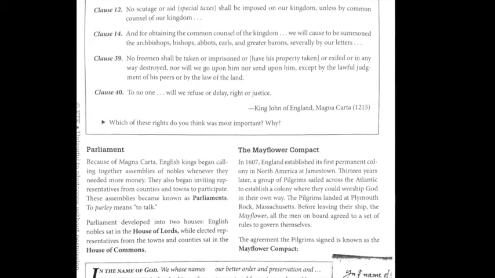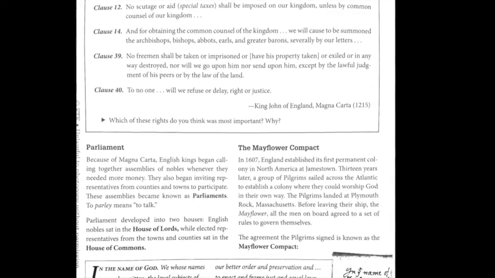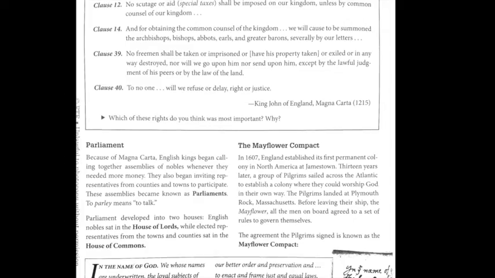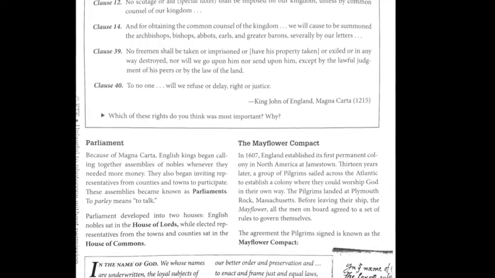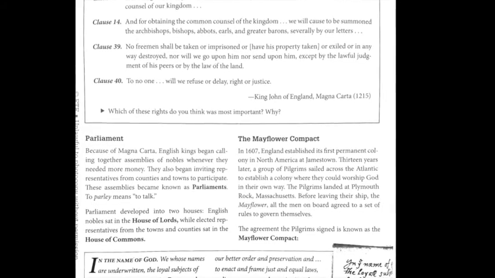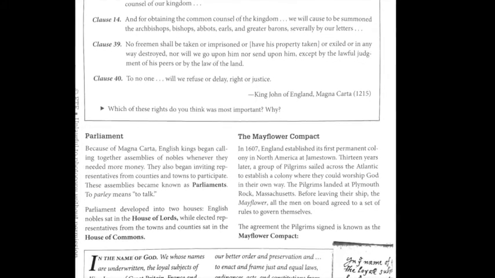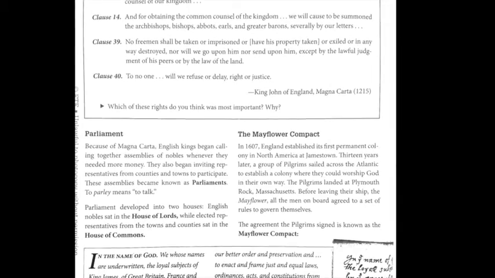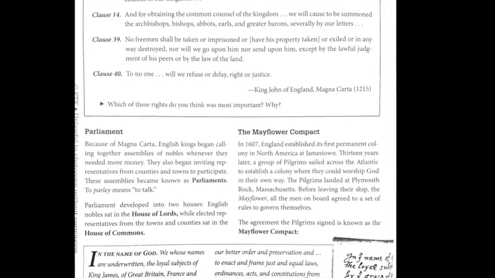So, because of the Magna Carta, they came up with the idea of Parliament, a group of representatives representing the rest of the people, all deciding whether or not to, in this case, pay taxes. But nowadays, they make up our laws. That's where the idea of having the two different houses in the legislative branch came from.